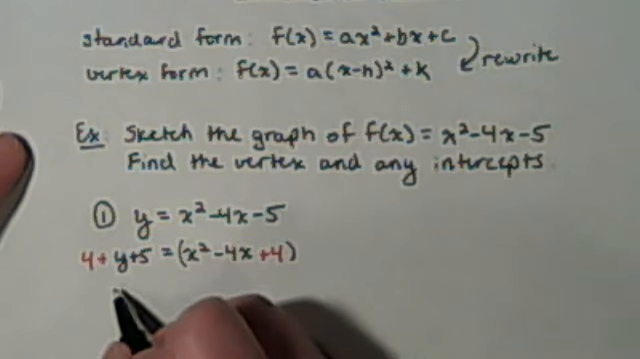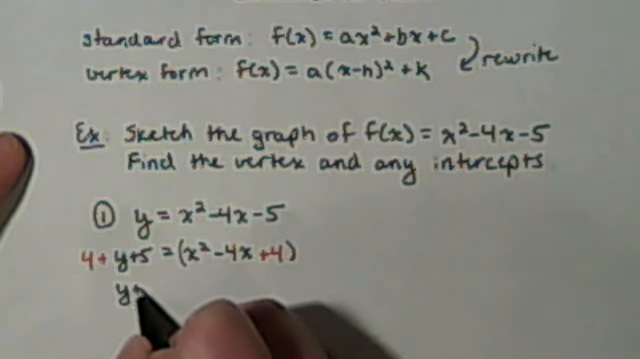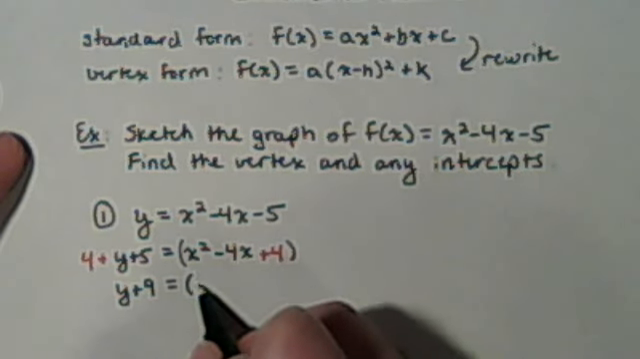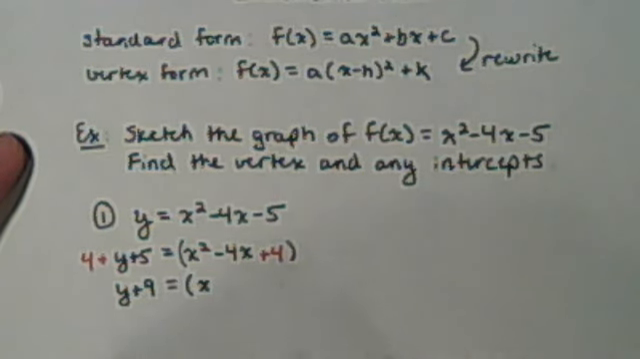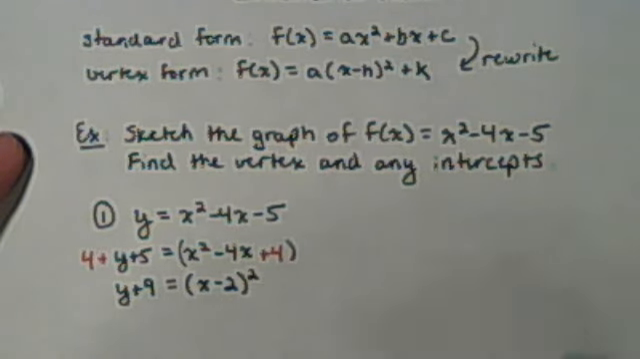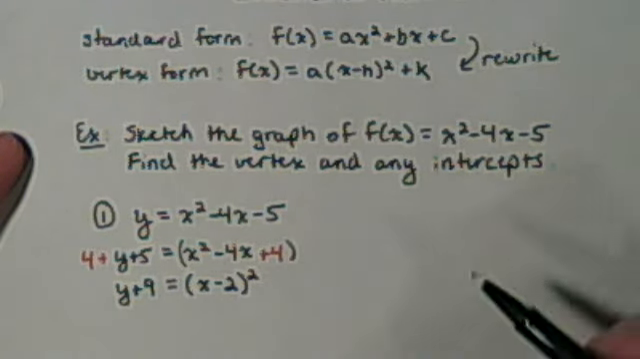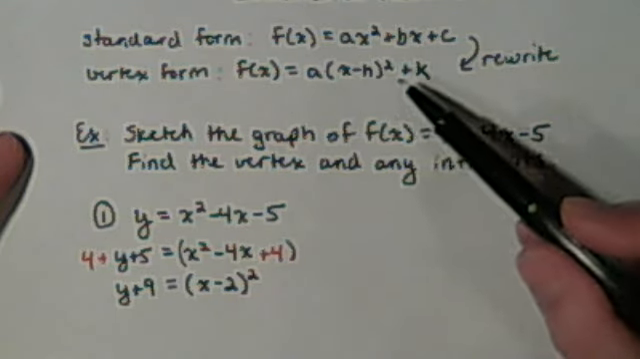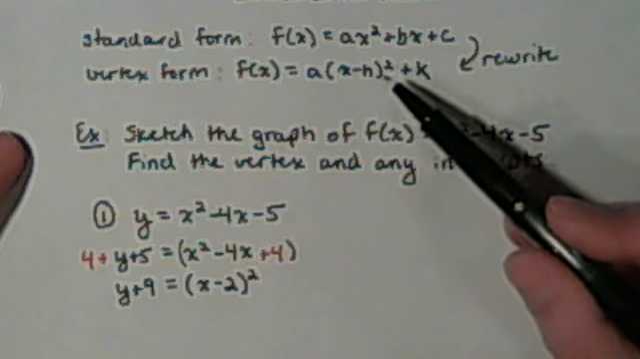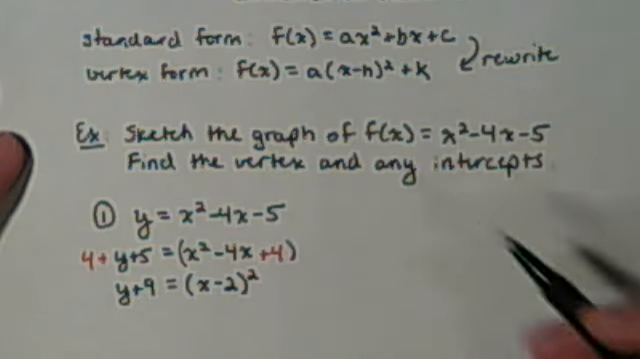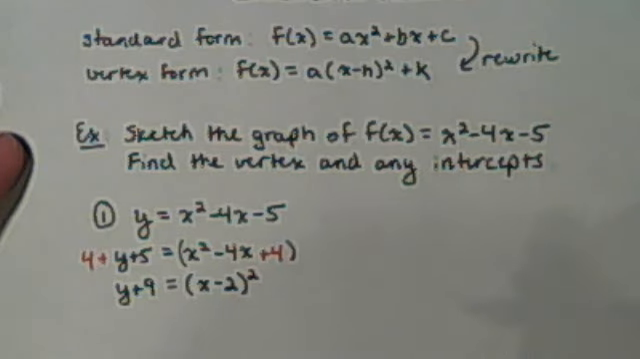Now on the left-hand side, I end up with y plus 9. And on the right-hand side, I end up with x, and I want to factor this, minus 2 quantity squared. And so you can see up here from standard to this vertex form, remember I wanted (x minus h) quantity squared. So we have created that by completing the square.